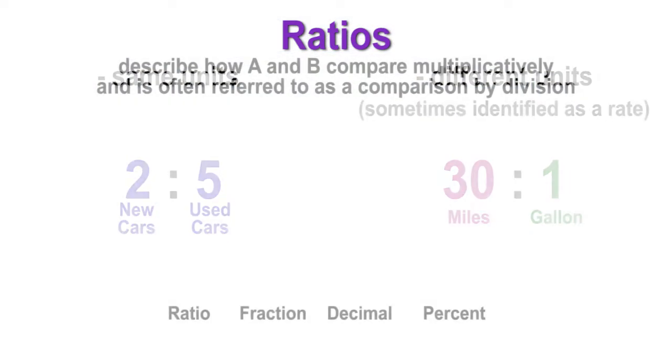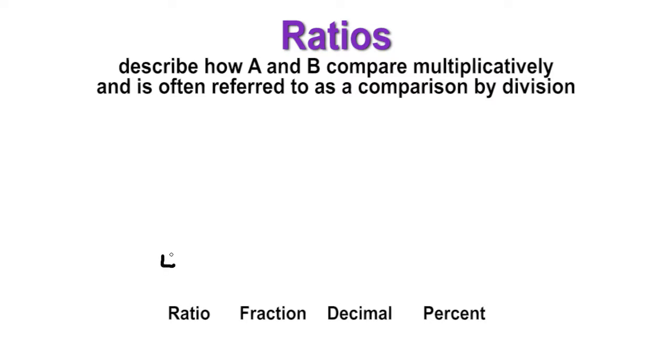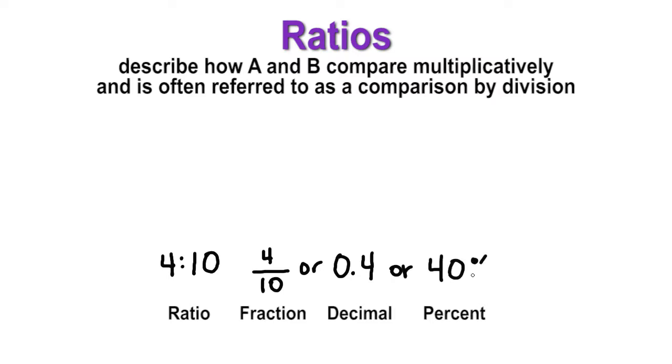Now let's discuss the value of a ratio. Let's use the ratio 4:10. It tells how A and B compared multiplicatively and is often referred to as a comparison by division. The value of the ratio is 4/10 and can be written as a fraction, a decimal, or a percent.